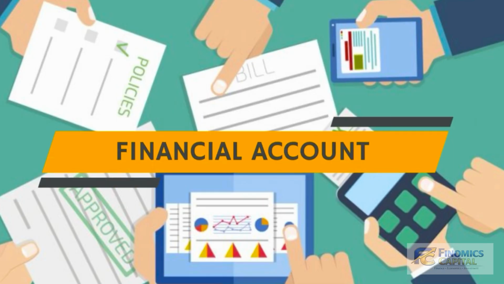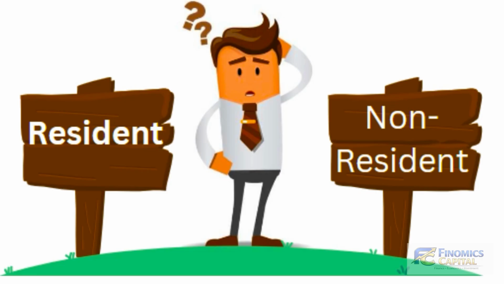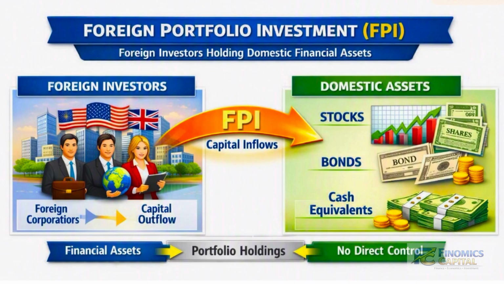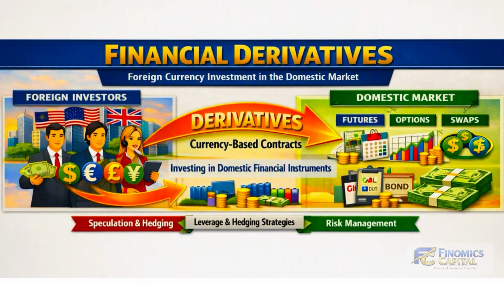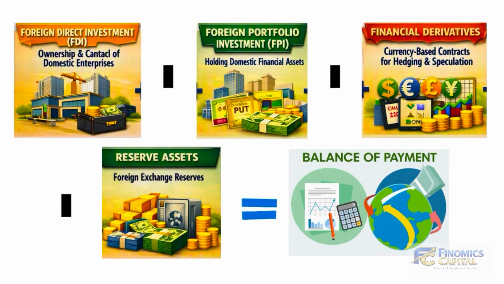What is balance of payment financial account? It tracks financial transactions such as gold, currency, derivatives, equities, and bonds between residents and non-residents, including claims and liabilities toward non-residents. Foreign direct investment, foreign countries investing in the domestic country. Foreign portfolio investment, foreign investors hold domestic countries' assets such as stocks, bonds, and cash equivalents. Financial derivatives is how much foreign currency is invested in domestic country. Reserve assets are foreign exchange reserves, how many external assets the central bank holds as reserves. The sum of foreign direct investment plus foreign portfolio investment plus financial derivatives plus reserve assets, all these forms the balance of payment financial account.